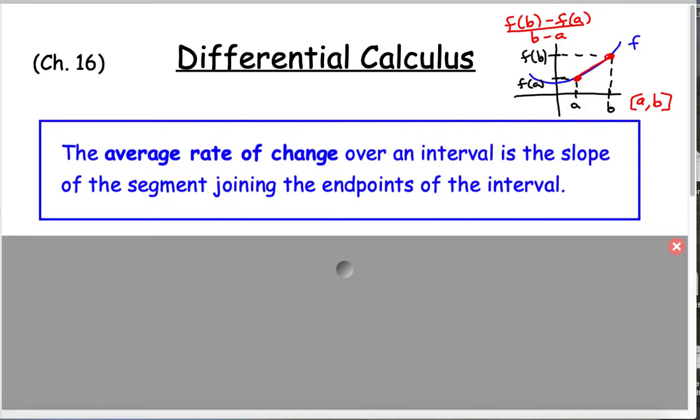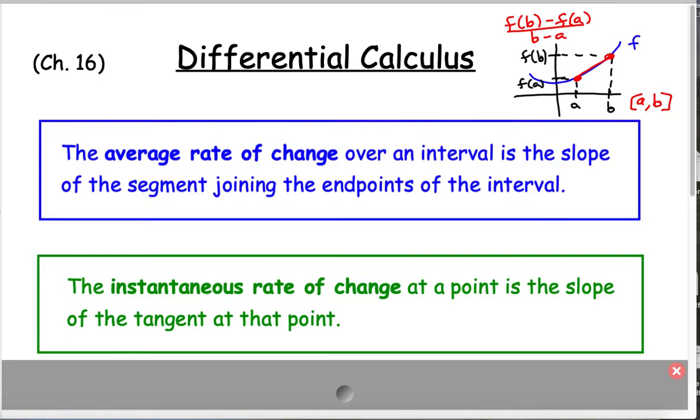And so that's important and it's useful in a lot of different applications. On the other hand, the instantaneous rate of change at a point is the slope of the tangent line at that point. So now instead of finding the slope between 2 points, we're finding the slope of a tangent line at a single point. And that's where we use the idea of taking that second point and moving it.